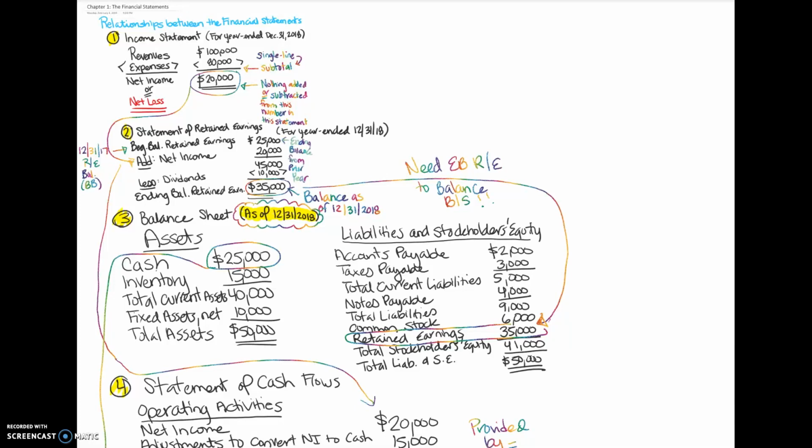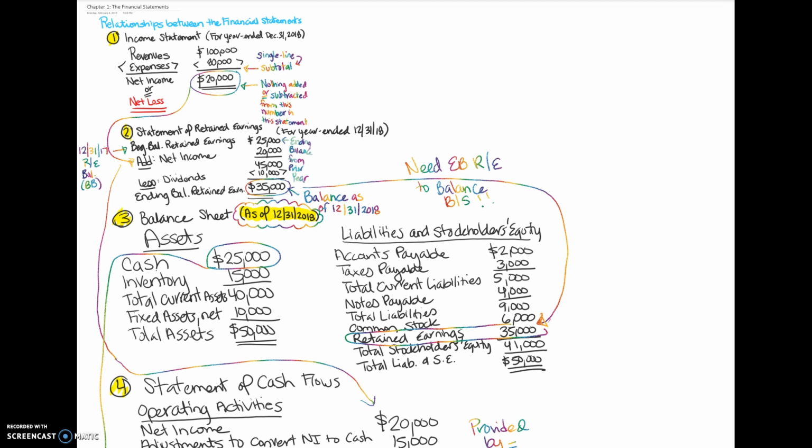Welcome, guys. What I'm trying to do here is just help you understand the relationship between the financial statements. So we have four financial statements: the income statement, statement of retained earnings, balance sheet, and then statement of cash flow. So we write our financial statements in a very particular order.